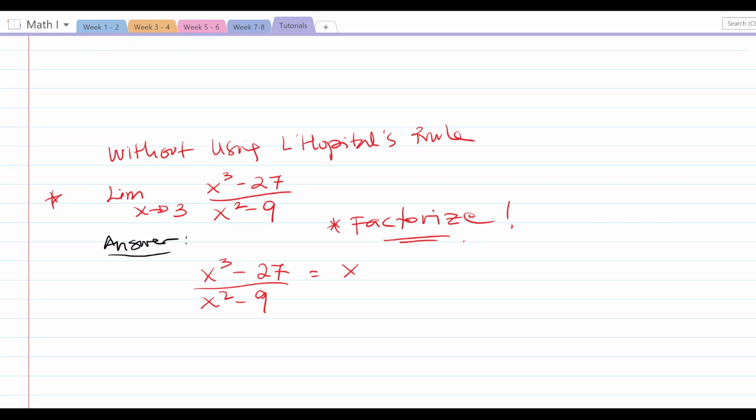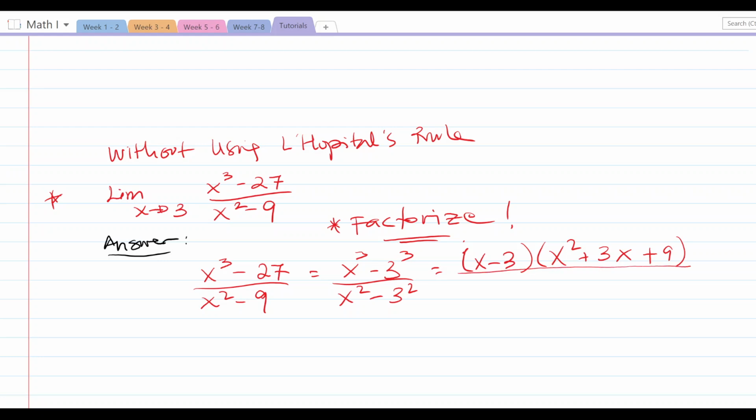So in this case, this is equivalent to 3 to the power of 3, and then this is also 3, and then x squared minus 3 squared. So we will have x minus 3 times x squared plus 3x plus 9 as the equivalent factors of the numerator, and then the denominator is simply x minus 3 times x plus 2 plus 3 also.